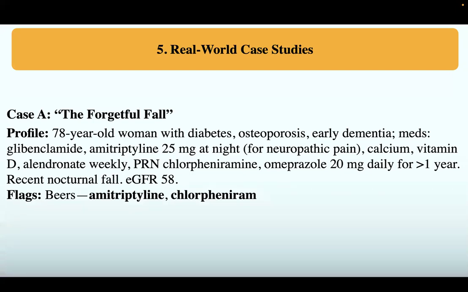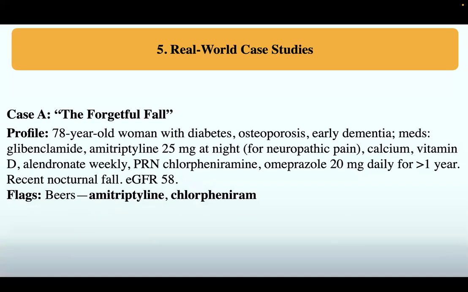Here the flags are, what does the Beers criteria show? Here I have already mentioned it, because this is the very first time we are solving a real world case. From the next lecture I will be asking you to solve it. What needs to be checked, and we'll also use Beers criteria. We can start the cameras as well, and go for some real practical use of Beers criteria. Okay, so here the flags are amitriptyline and chlorpheniramine, the pheniramine, right?